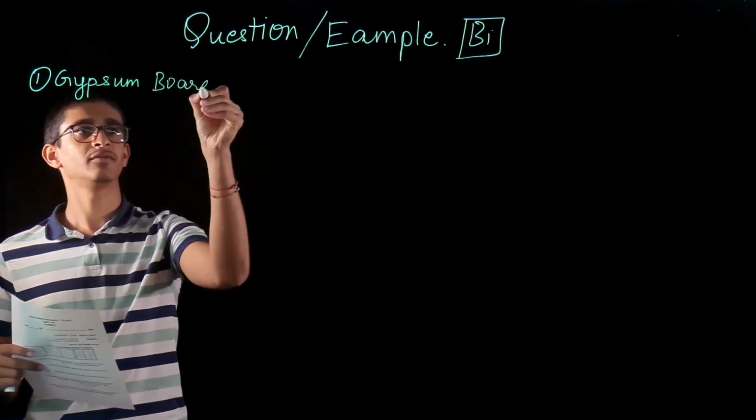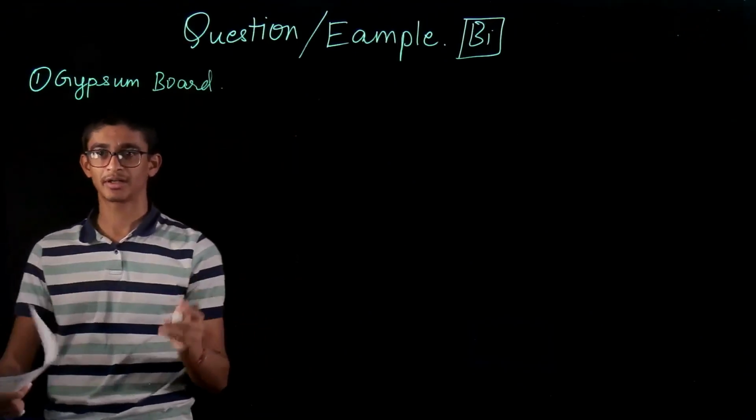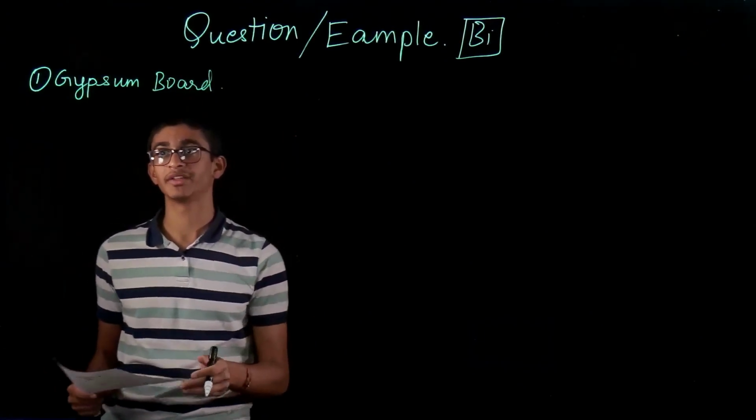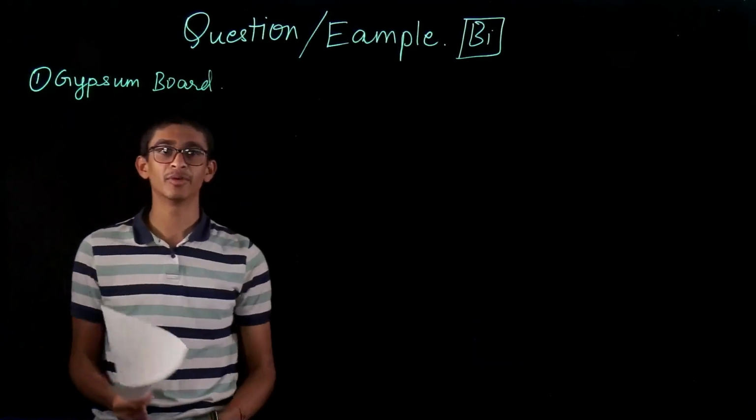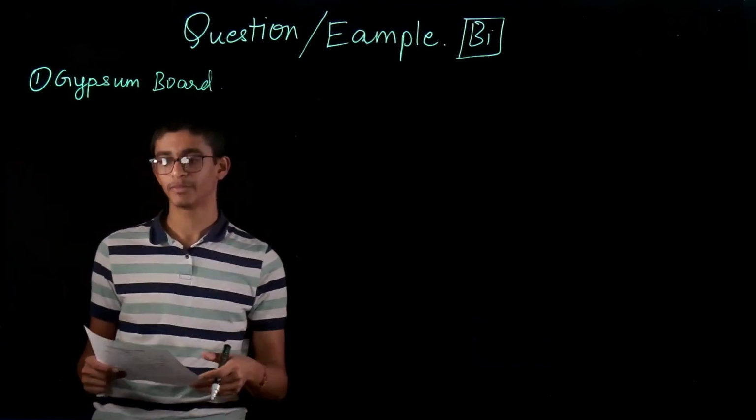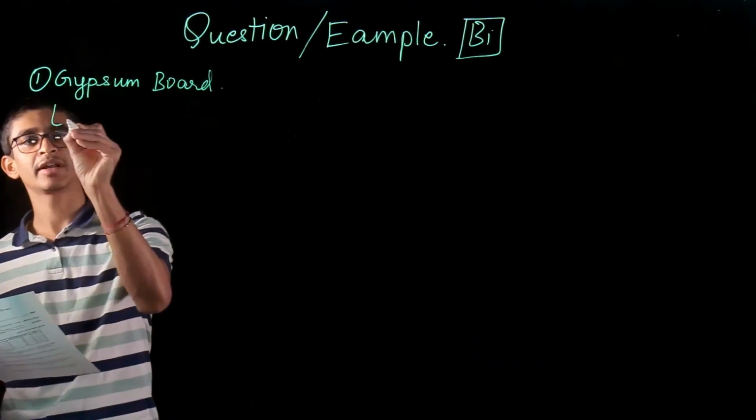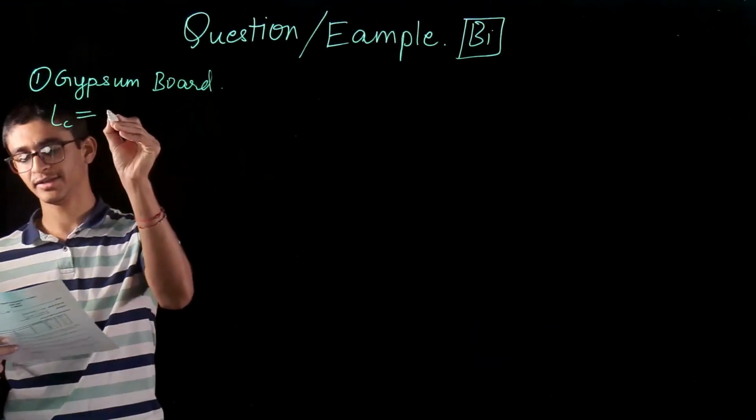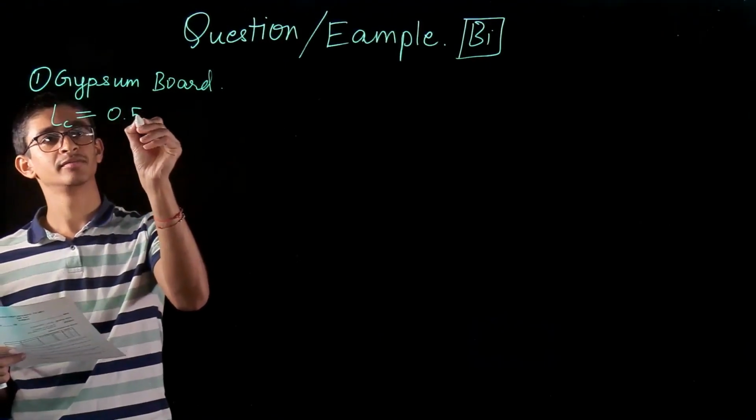And I hope you understand what the gypsum board is. It's a kind of POP, plaster of Paris. So gypsum is the technical name of the material which is used in the plaster of Paris. And let's say we have a characteristic length of the gypsum board as 0.5 inch.